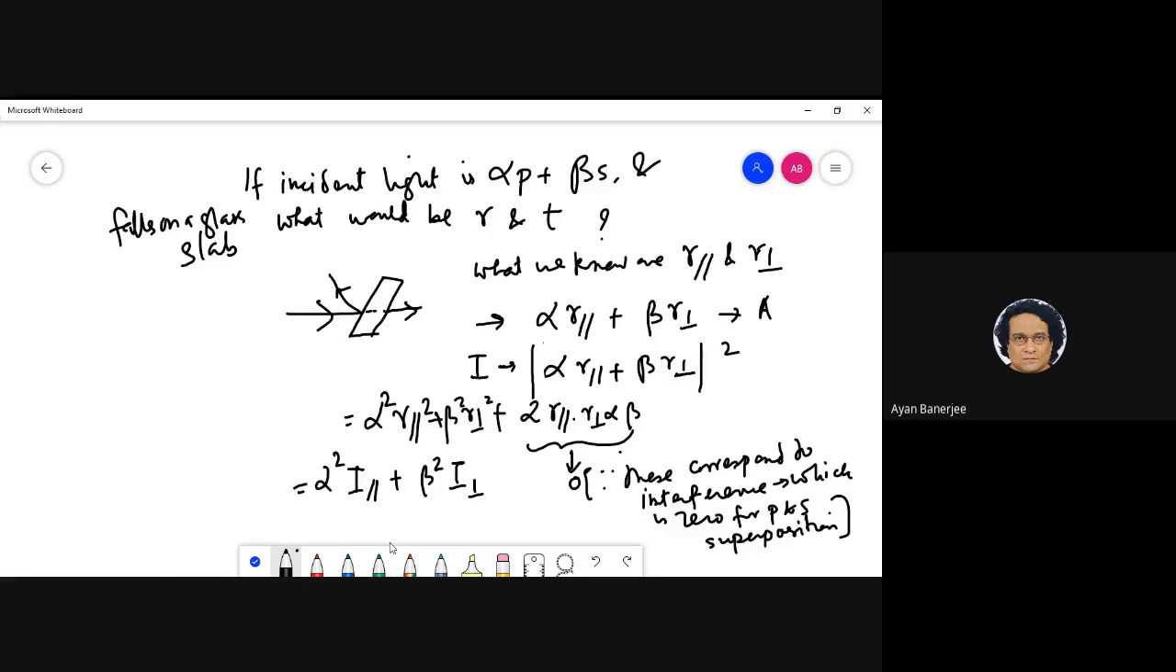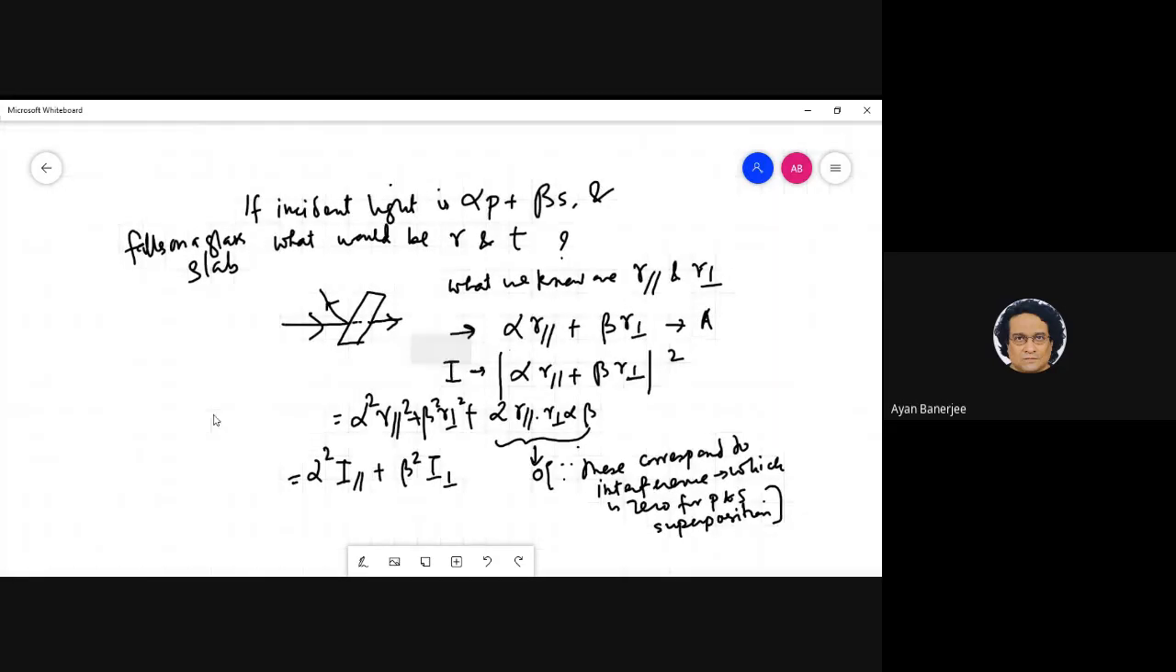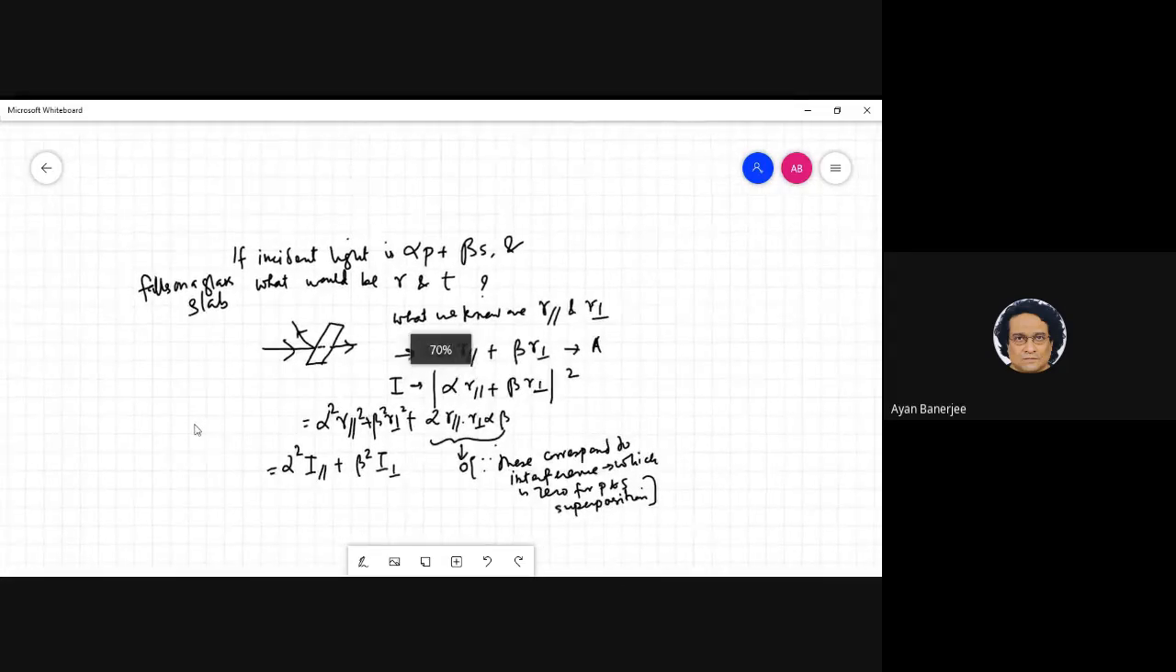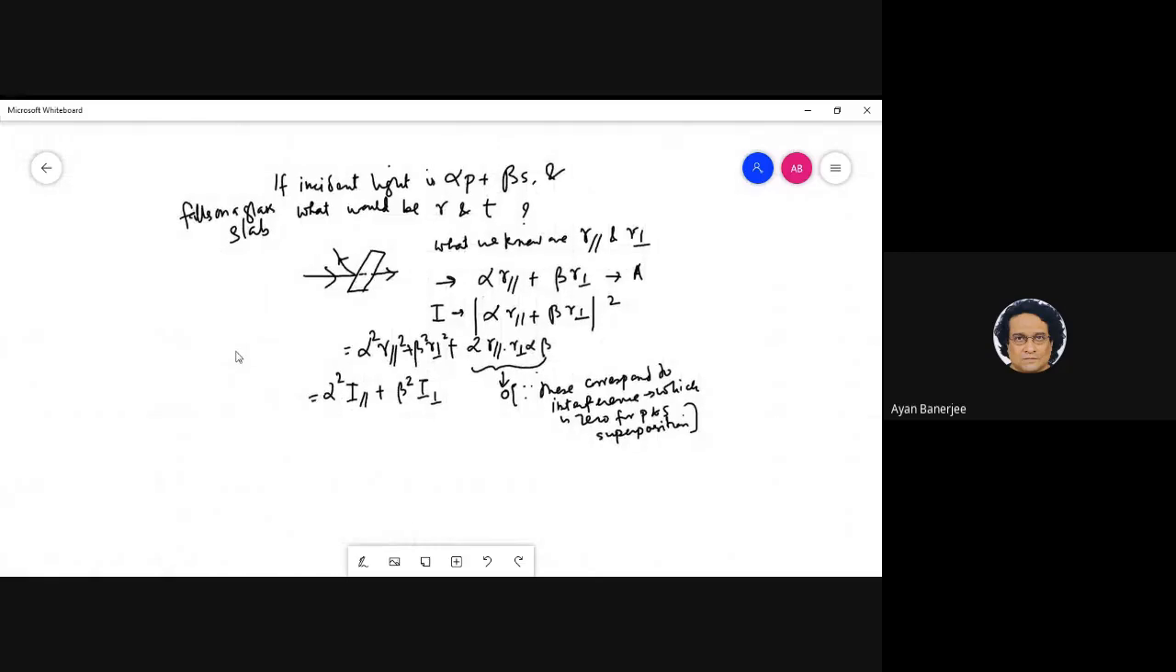So this is actually nice. In principle, if my lab were open, I would ask some of you to come and verify this, because I have absolutely not seen this in any textbook. Whatever I have seen in Fresnel, this is not covered. And the next question I come to is even more interesting.